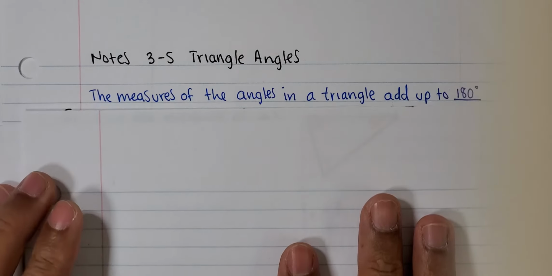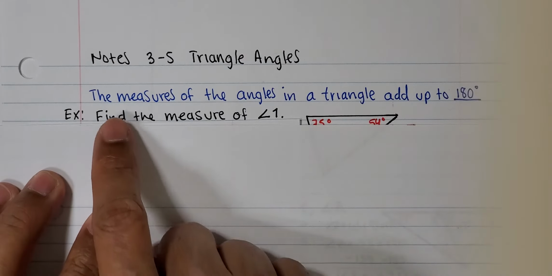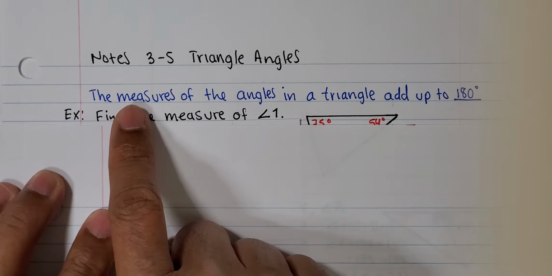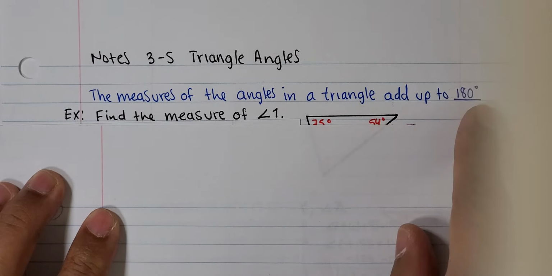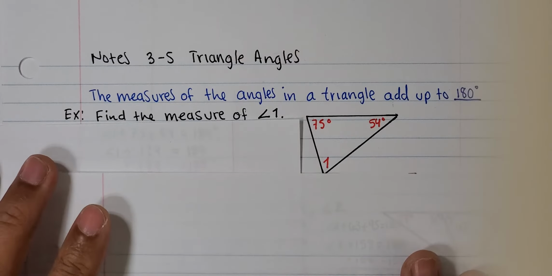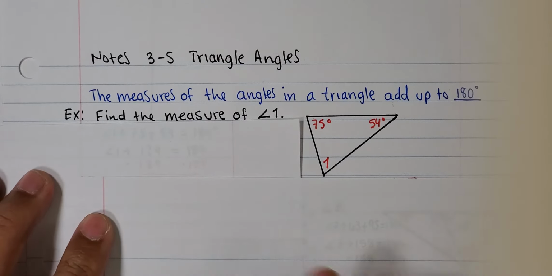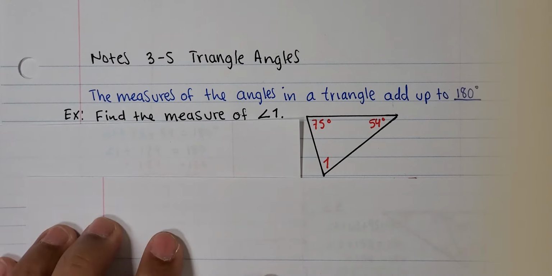Okay, so I'm going to start by going over this theorem, which says that the measure of the angles in a triangle add up to 180 degrees. So I'm going to give you the first problem. I'm going to ask you to pause the video and copy this problem. Okay, and then once you're done copying, go ahead and press play.